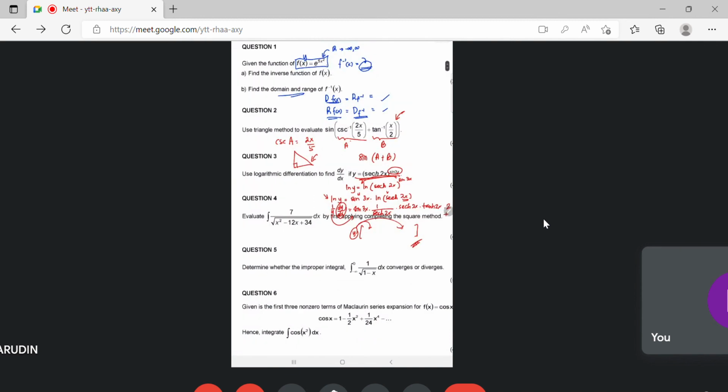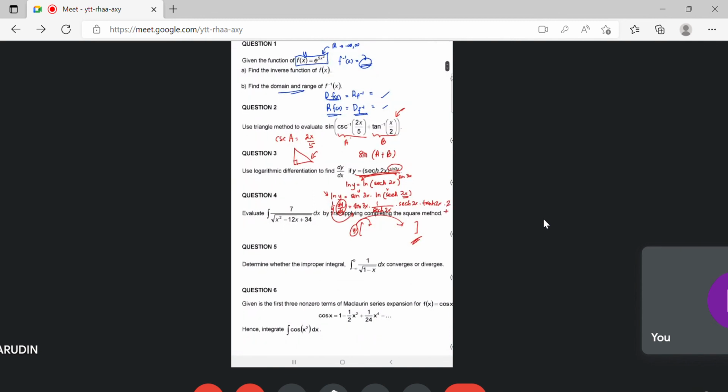Okay. So, kalau you tengok kat sini, question number 4. Completing the square. Ya, sama jugalah di semester pun. Semester-semester sebelum ni pun memang macam itulah. So, kita boleh kata semester ni pun sama. Okay. Completing the square.